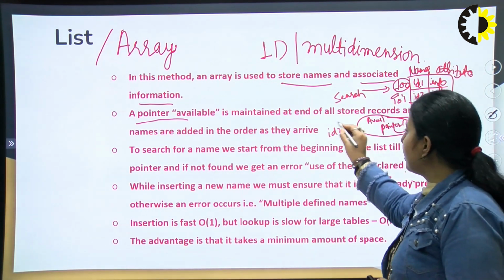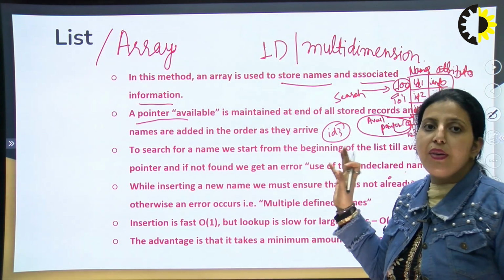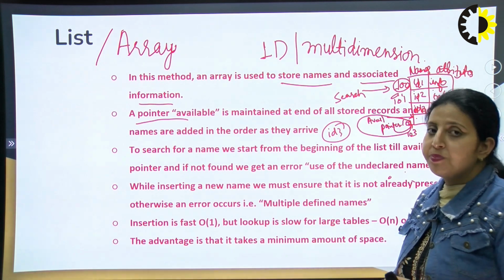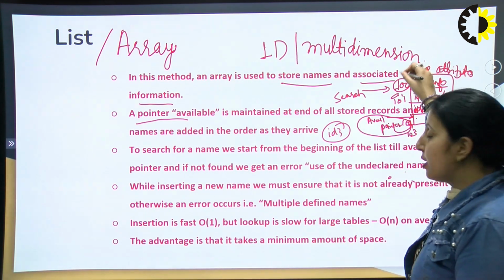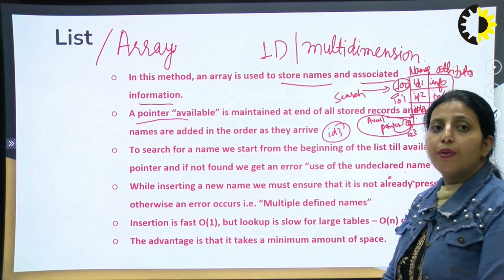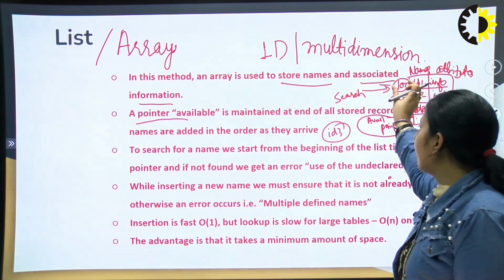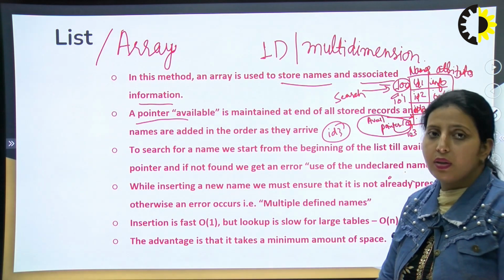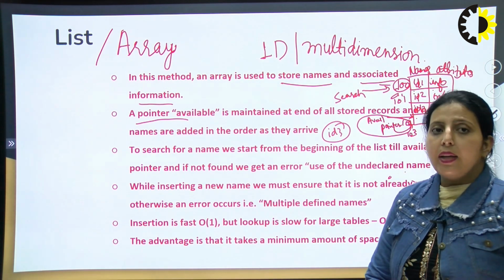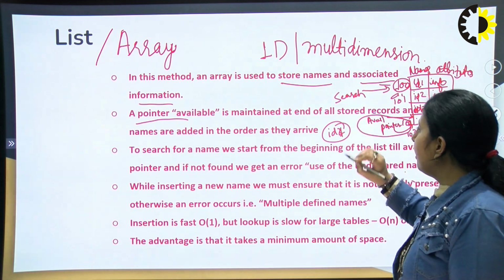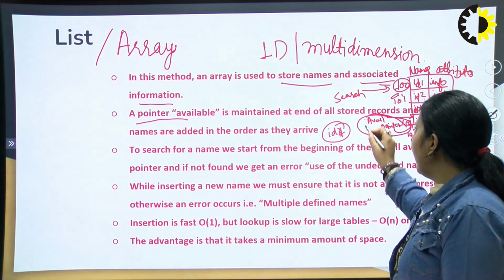Suppose we want to search ID3, what is the information about ID3? Then how will we search? The search starts from the start of the symbol table, from the location at 100, and then it searches. Suppose we want to search ID4, it searches up to the available pointer.